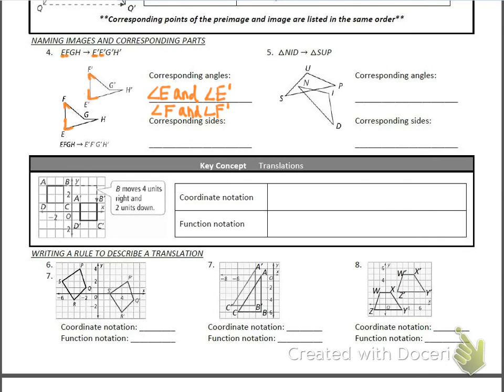So let's talk about corresponding sides. If I have side EF, here let me erase the angles. EF here, so segment EF, which segment corresponds with EF? E prime, F prime. So E prime, F prime. You have to put the prime on each one. So those are your congruent sides. Okay, let's do one more. What goes with segment FG? F prime, G prime. Okay.